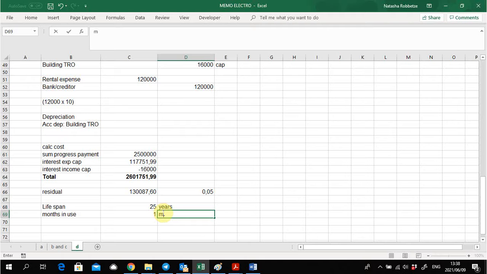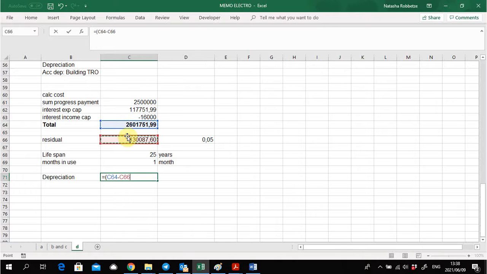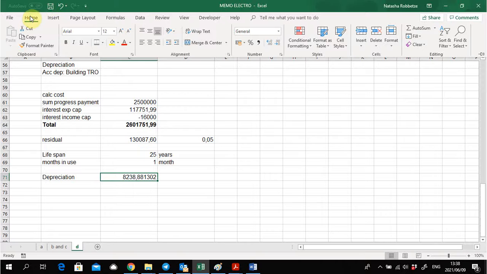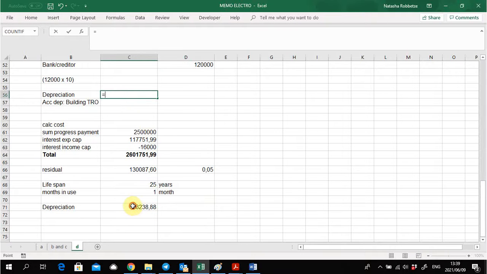So I need to go back and indicate it. It's 1 month. So if I'm calculating my depreciation then, I'm going to say it is the historical cost minus the residual value divided by 25 years times 1 month. And that gives me depreciation of 8,238.88. Right, so I just need to go and book it. Debit depreciation, credit accumulated depreciation.